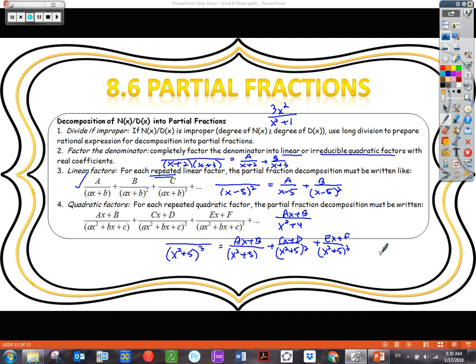Okay, so on this first slide, we're just talking about the setup. What do we do? How do we expand it? How do we write the different partial fractions down? All right, so are we okay with the difference between a linear factor and a quadratic factor and how we treat them differently? Also, repeated ones are different.